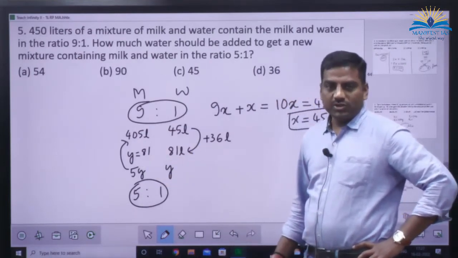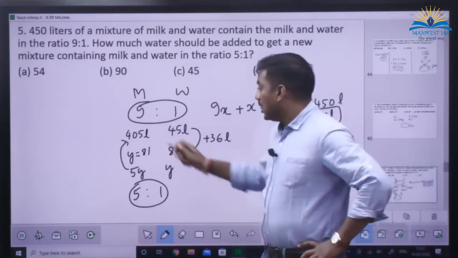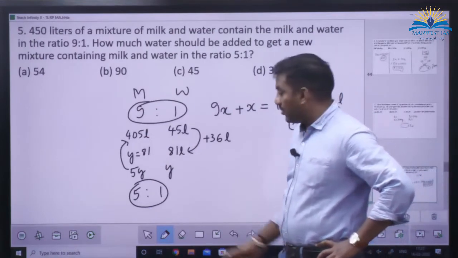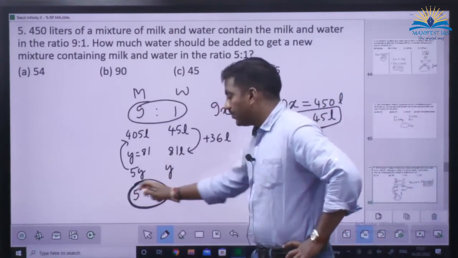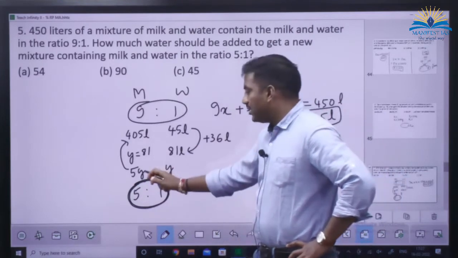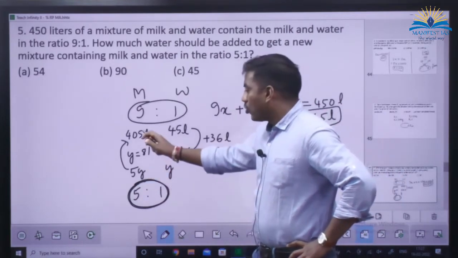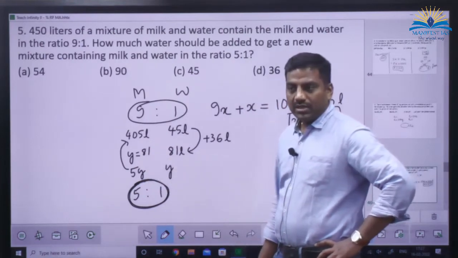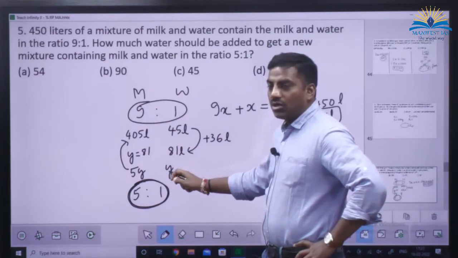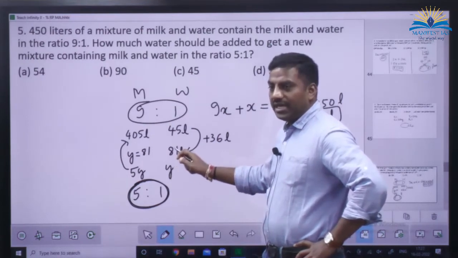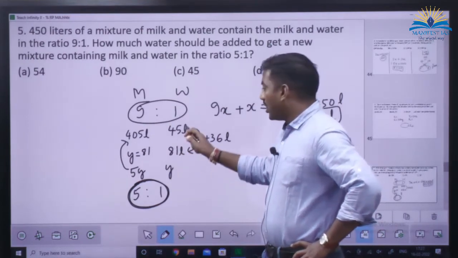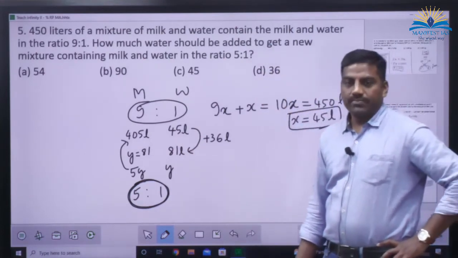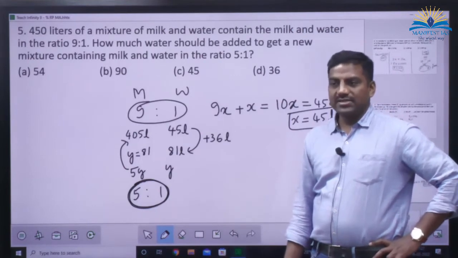Correct? Yes or no? So keep the milk intact, but we are assigning a new ratio to it, 5:1. So 5y is this one, y is this. 405 is 5y, so y is equal to 81. So y should be the amount of water, that is 81. Already 45 liters of water is there in the mixture. How much do we have to add extra? We have to add 36 liters extra.